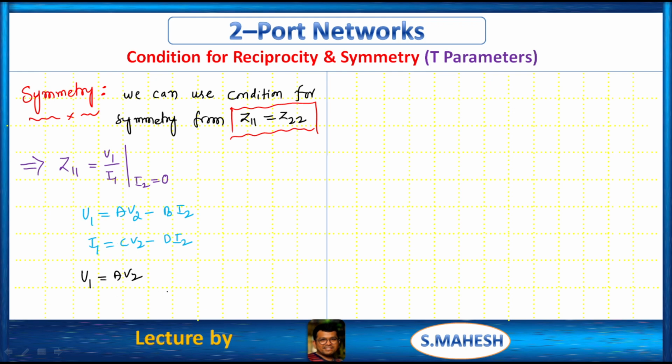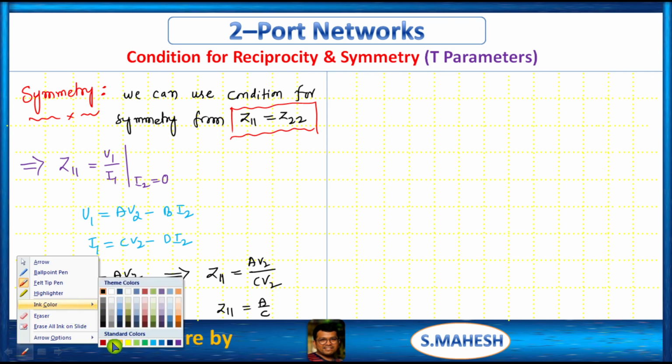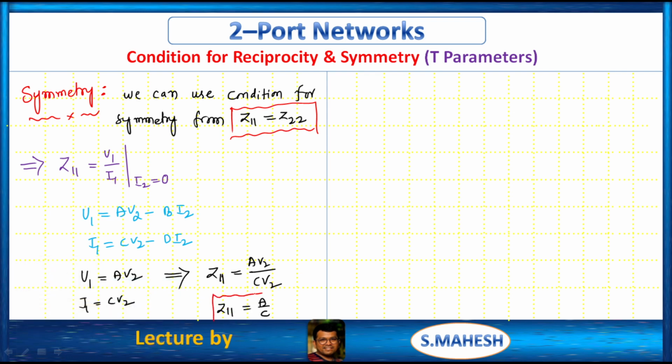Therefore, Z11 is V1 by I1. V1 is AV2 and I1 equals CV2. So Z11 is AV2 by CV2, which is nothing but A by C. That's it. So we have Z11, that is A by C, clear.